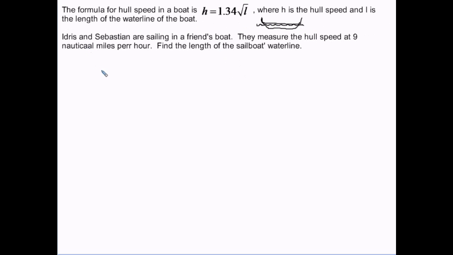So Idris and Sebastian are sailing in a friend's boat, and they measure the hull speed at 9 nautical miles per hour. We want to find the length of the sailboat's waterline. Apparently I typed that poorly, but so we're going to use our formula. H is the hull speed. We know that's 9. And we want to find the length of the water line. So I'm going to divide both sides by 1.34.